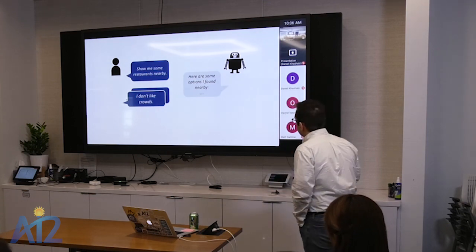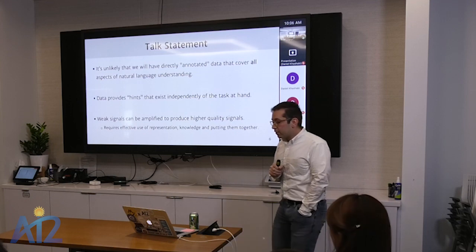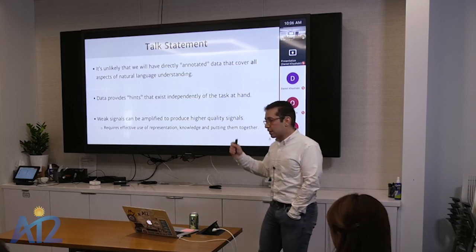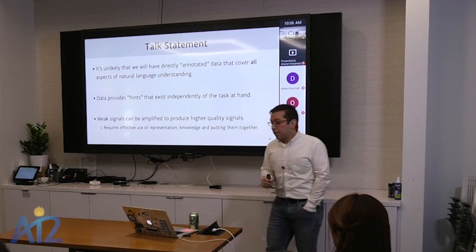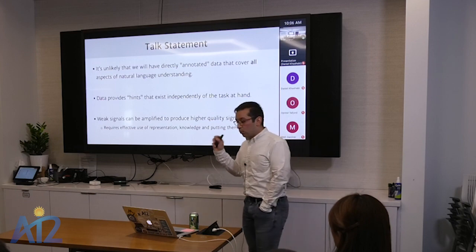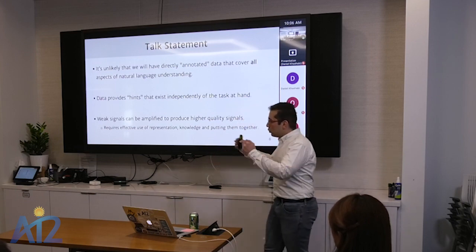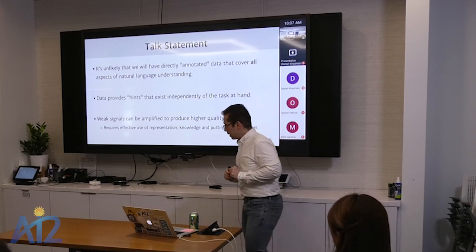So overall, what I'm arguing in this talk is, it is unlikely that we will have directly annotated data that covers all the aspects and complexities of natural language. However, there will always be weak signals. There will always be hints that we can exploit, use, in order to solve problems and do something interesting with that, right?